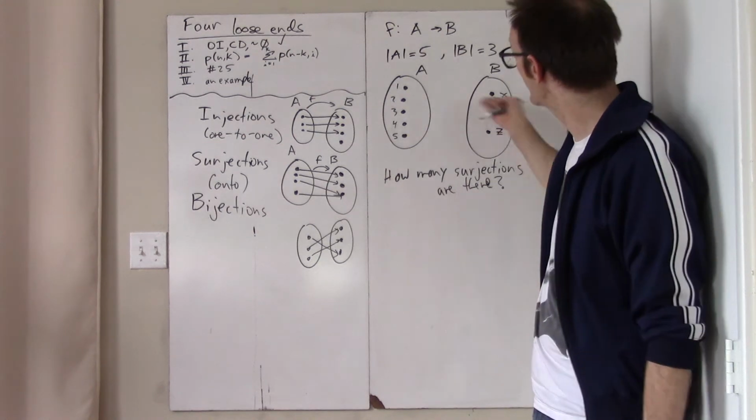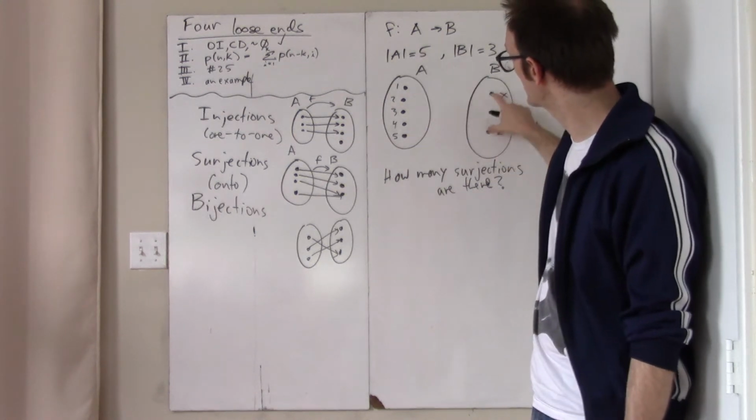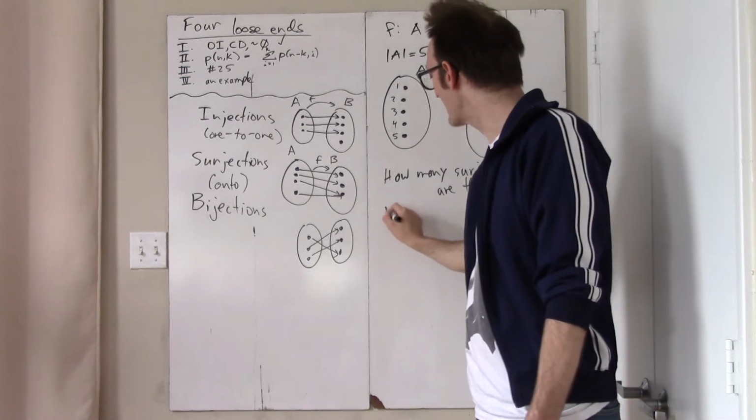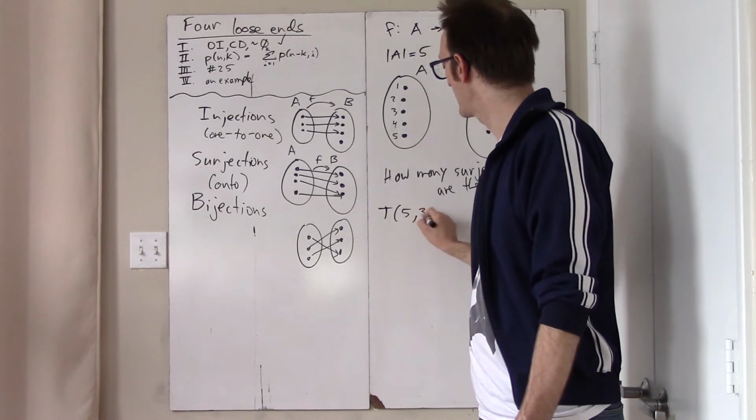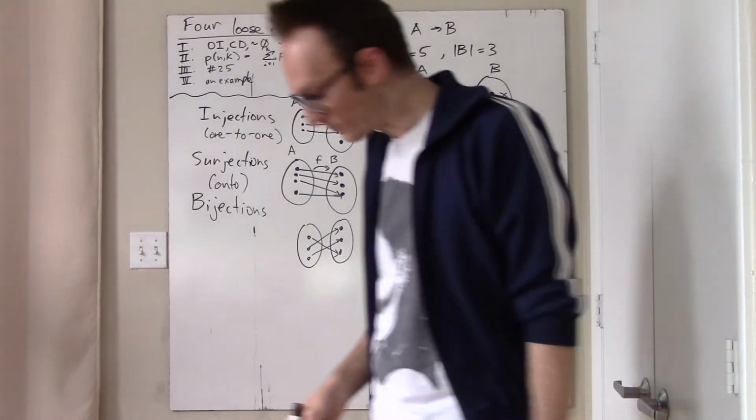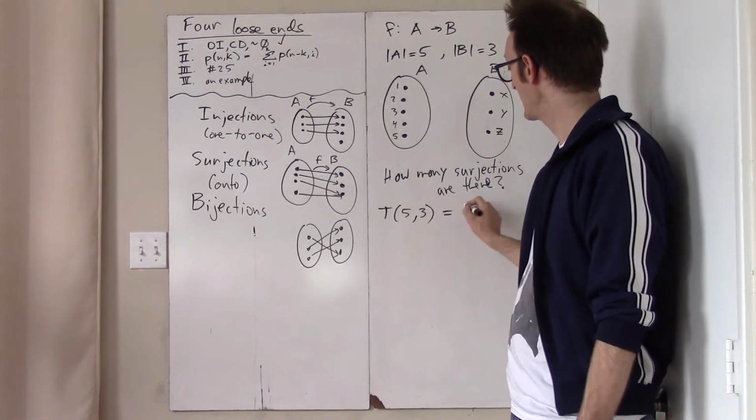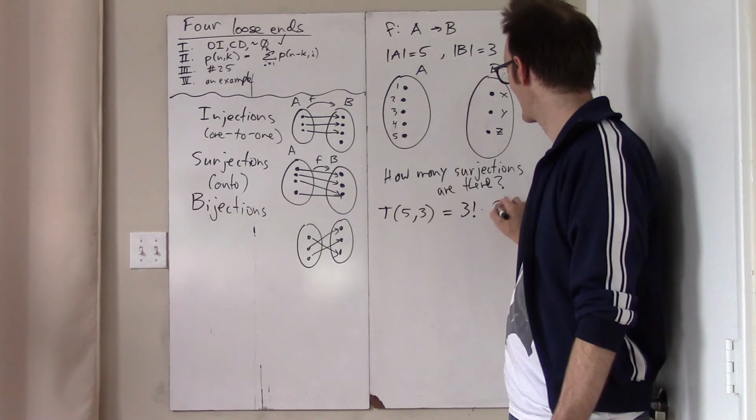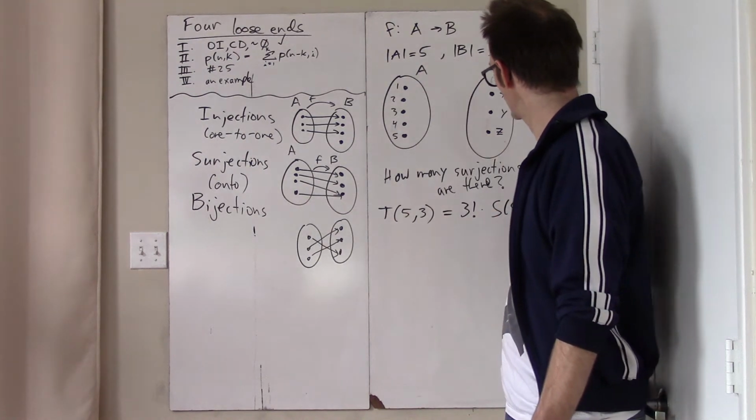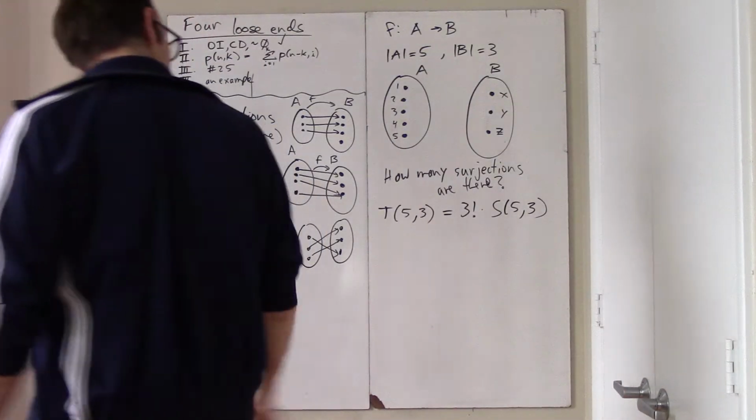And of course it matters which element goes to which element, so these are obviously ordered. Therefore the answer to this whole problem is T(5,3). And what is T(5,3)? Well, we know that T(5,3) is 3 factorial times S(5,3), but that doesn't help me because I don't know what S(5,3) is.